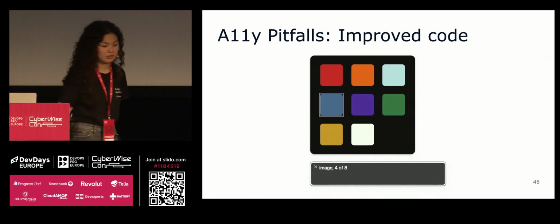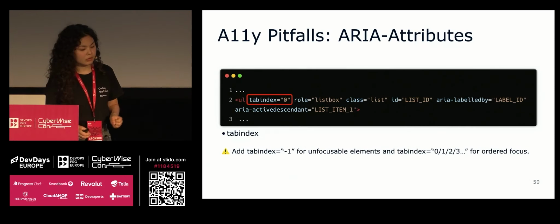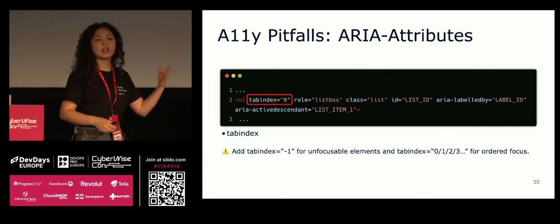Tab index is used to define the focus order of an element when the user is navigating using the tab key. So tab index 0 means that your element is visible for keyboard navigation, therefore for screen readers. And if you want to hide it, you just pass tab index -1. If you want to create some sophisticated order, pass tab index 1, 2, 3, and so forth.